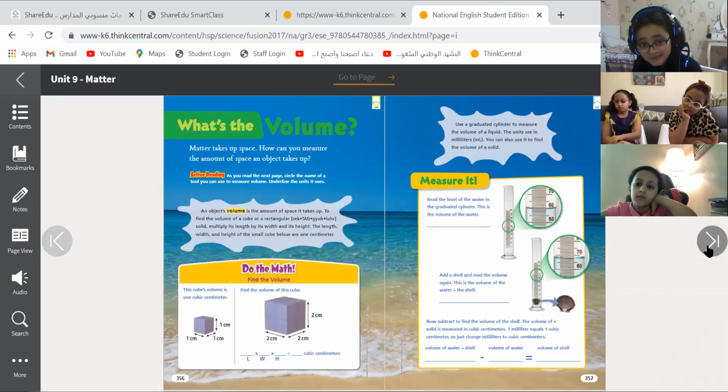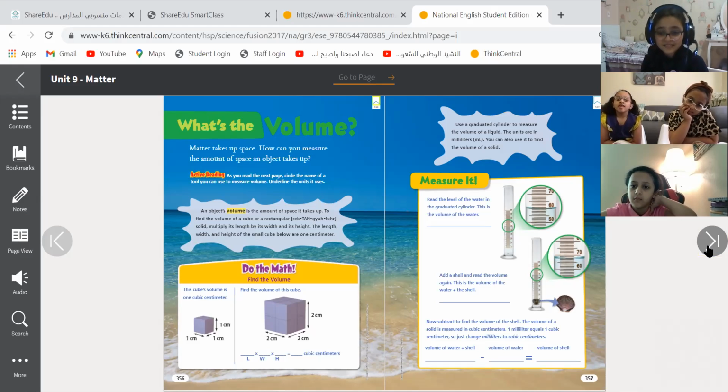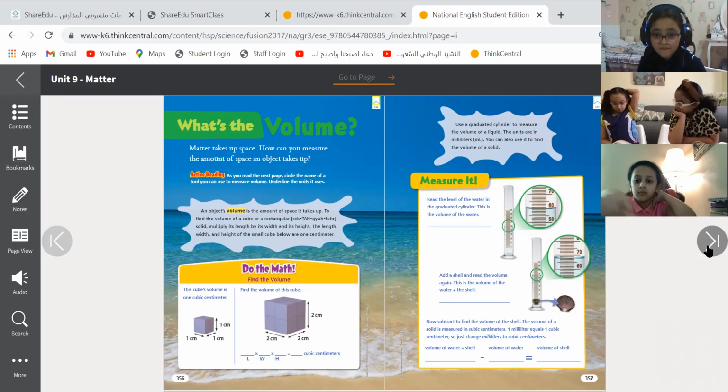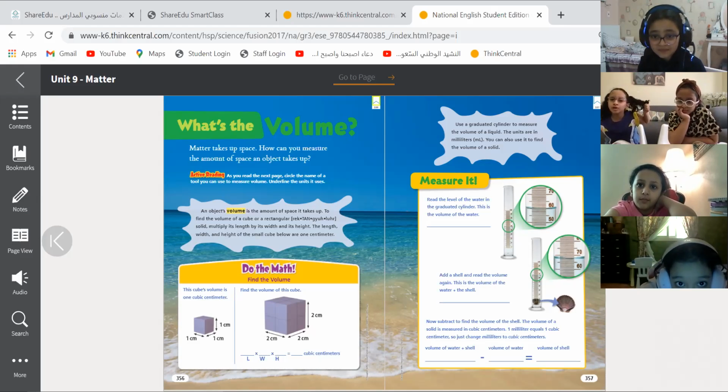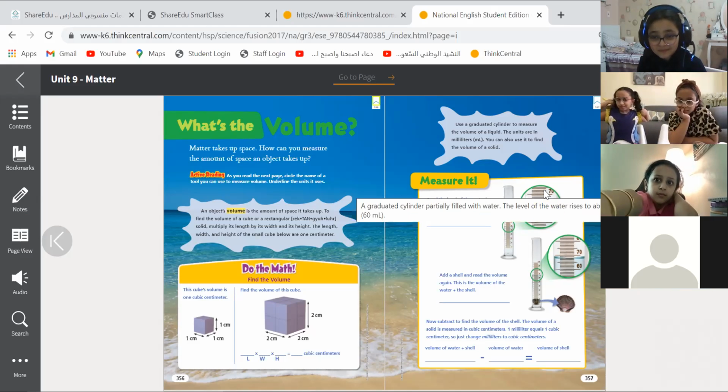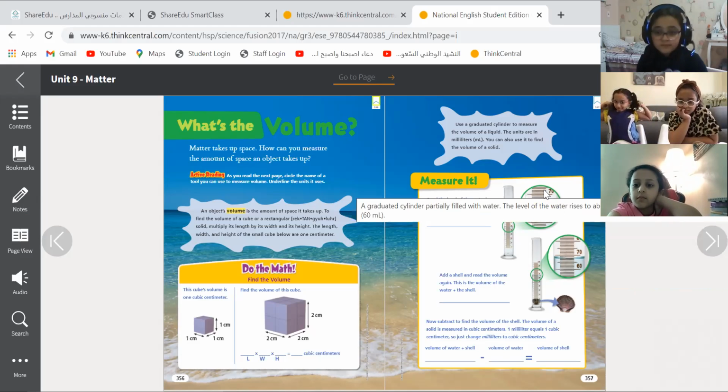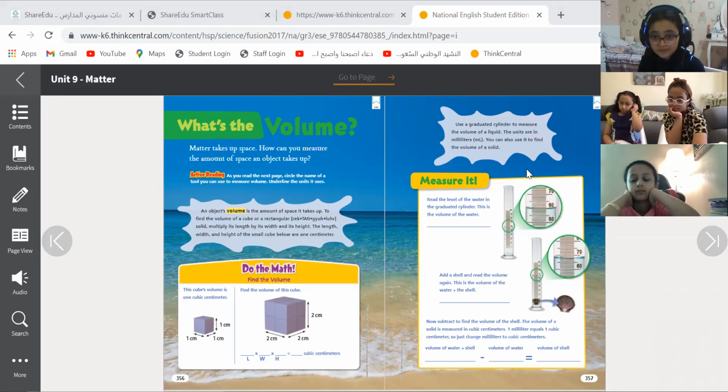So if the mass is the amount of matter in an object, volume means the space that an object can take up. If you are talking about how much space an object takes up, you're talking about volume. If you're talking about the amount of matter, you're talking about mass. So you have two things: the amount of matter and how much space something takes up.